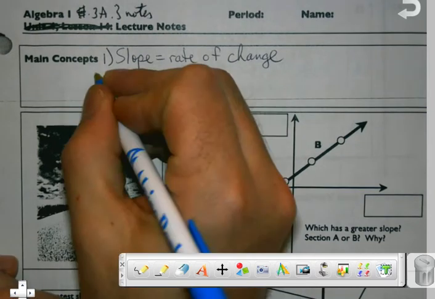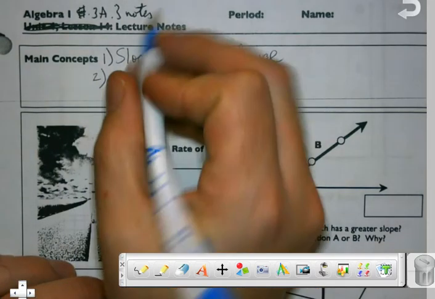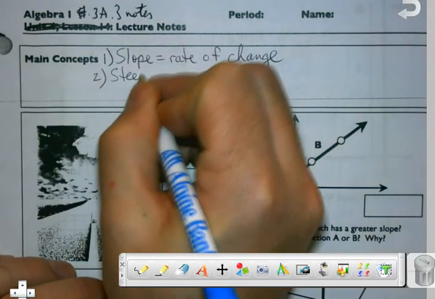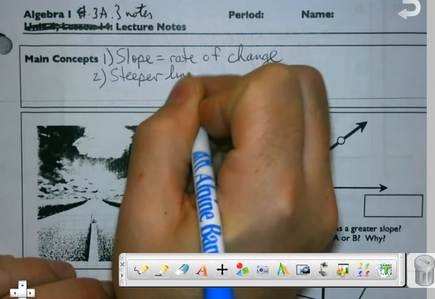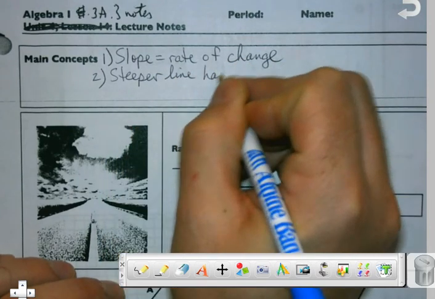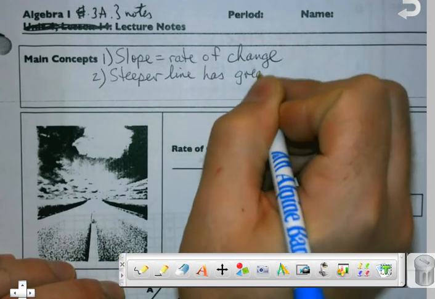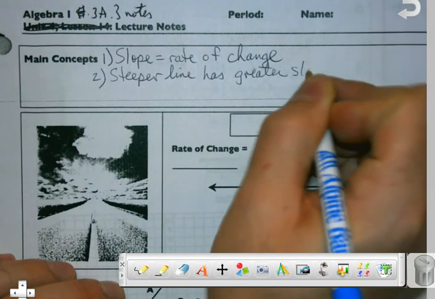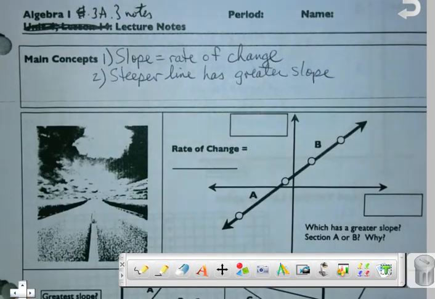Also, a steeper line has greater slope. So in other words, whether it's positive or negative doesn't matter. Whichever one's steeper, whichever one I really wouldn't want to be trying to walk up if it was like a hill. That'd be part of what I'm thinking about when I'm talking about if a line is steeper.